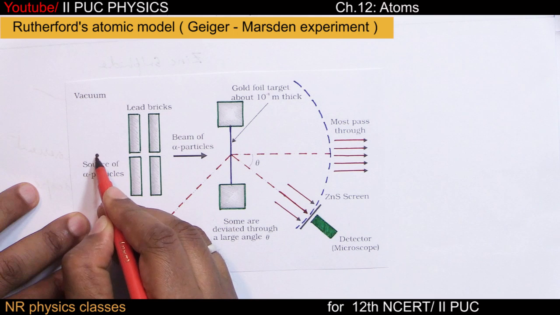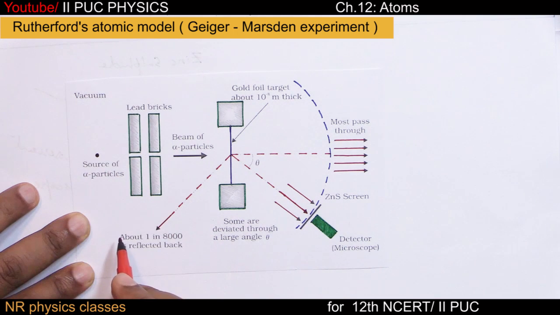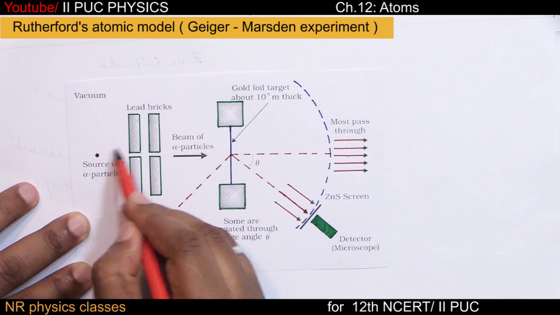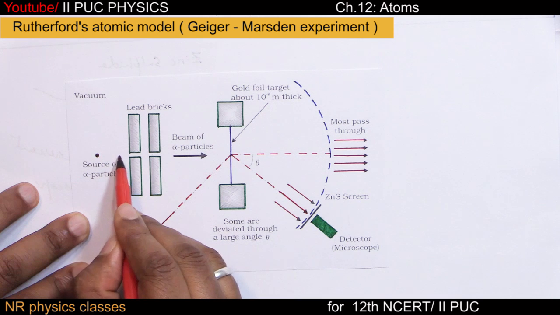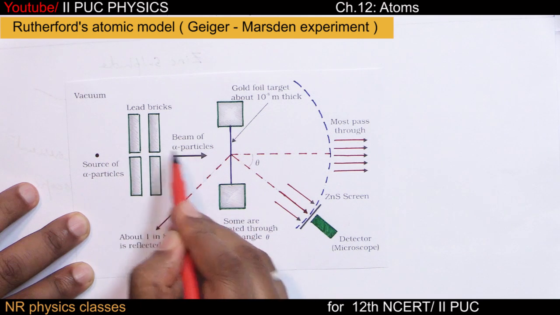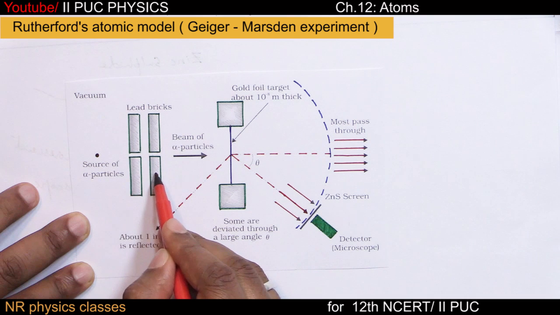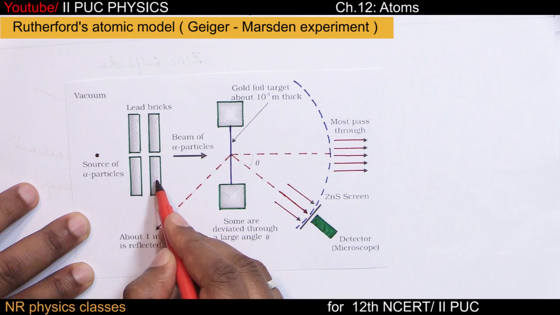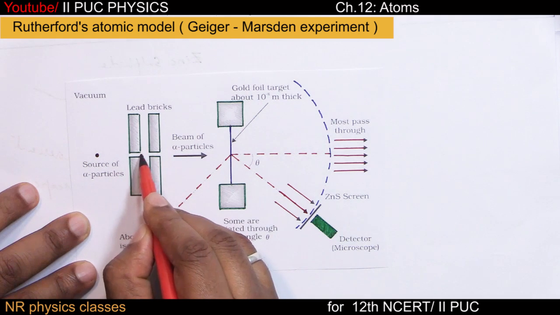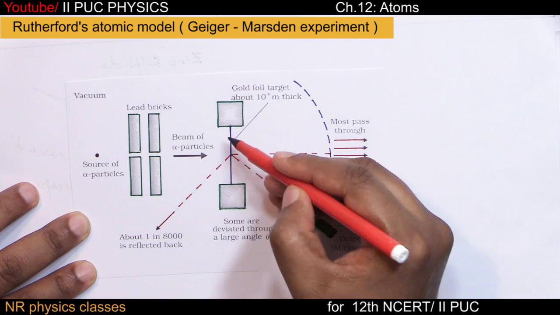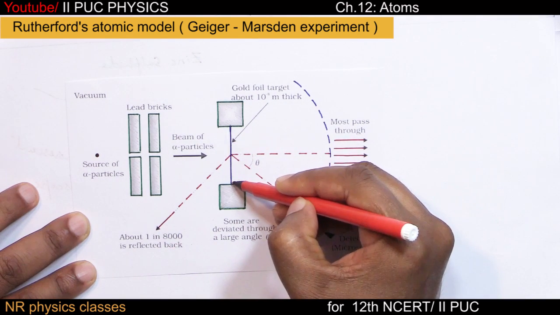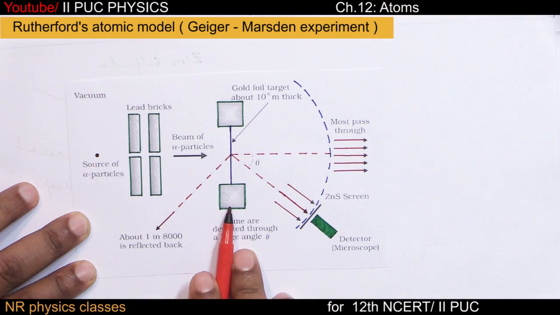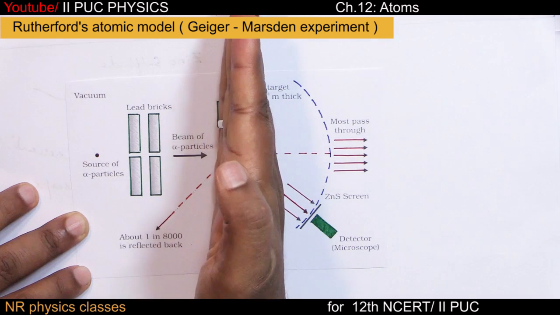This is the source of alpha particles. From this source, alpha particles are emitted in all possible directions. A fine beam of alpha particles is obtained using these lead bricks. Alpha particles cannot pass through thick metal sheets, so in this case lead bricks are used. This fine beam of alpha particles is made to fall on this gold foil, and this gold foil is supported by two pegs. So here is a gold foil like this.